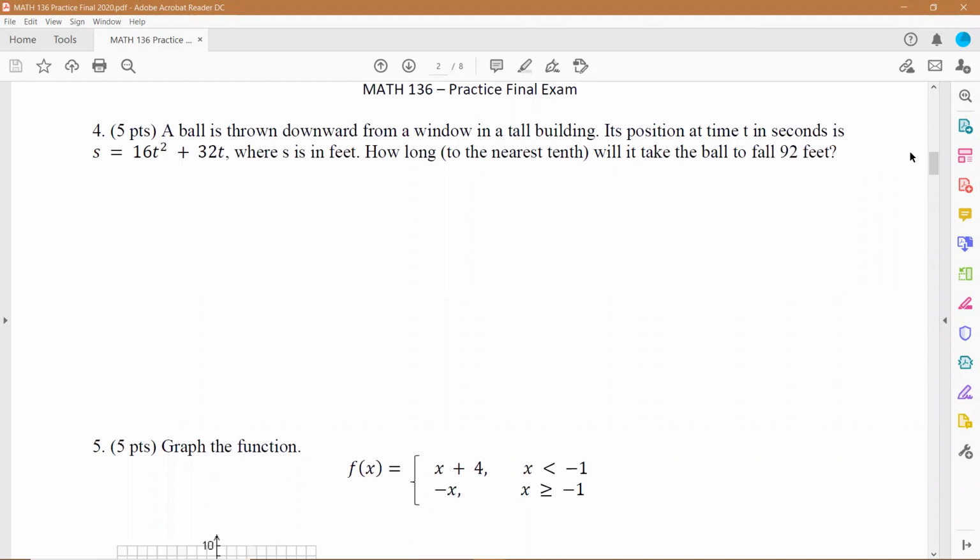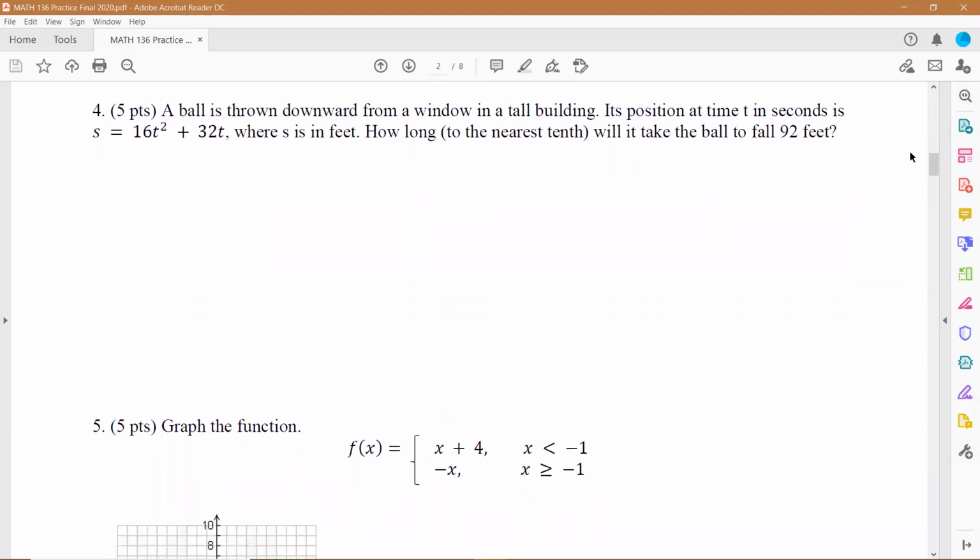Question number 4, a ball is thrown downward from a window in a tall building. Its position at time t in seconds is s equals 16t squared plus 32t, where s is in feet. How long to the nearest tenth will it take the ball to fall to 92 feet? So we were given an equation here. We were told s is in feet and t is time in seconds. And then we were asked to find how long it is going to take the ball to fall 92 feet.